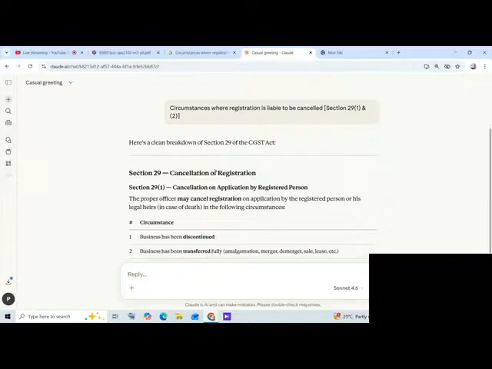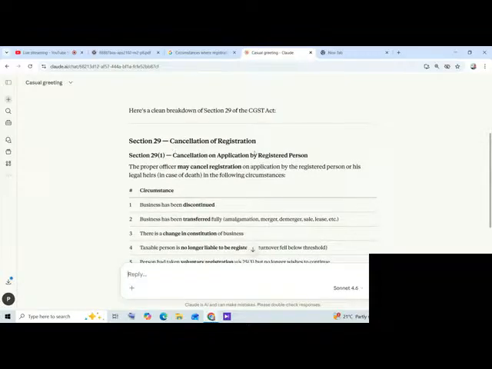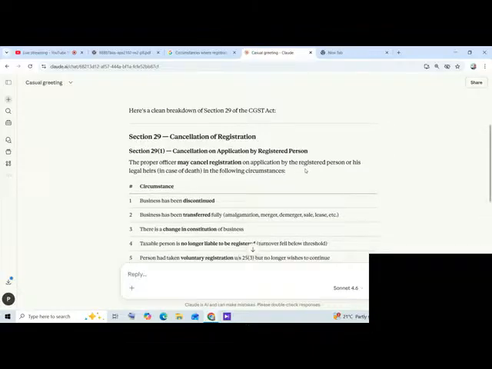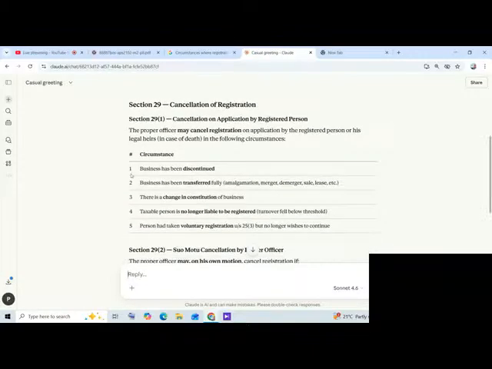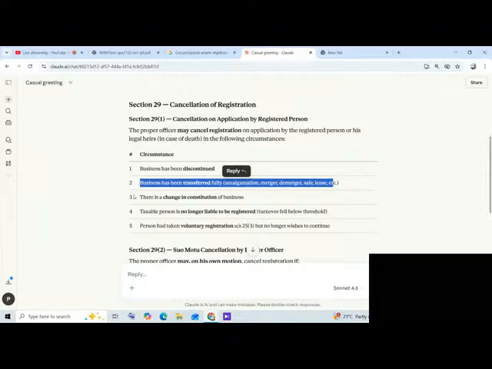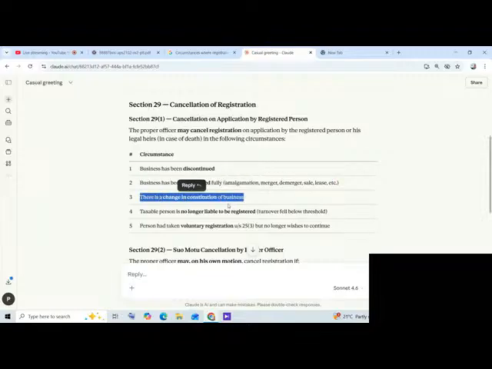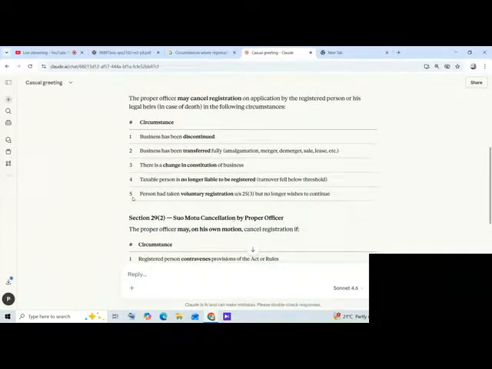Cancellation of registration, section 29. Cancellation on application by the registered person. The proper officer may cancel registration on application by the registered person or his legal heirs in case of death in the following circumstances: business has been discontinued, business has been transferred fully, there is a change in constitution of business, taxable person is no longer liable to be registered, or the person had taken voluntary registration under section 25(3) but no longer wishes to continue.